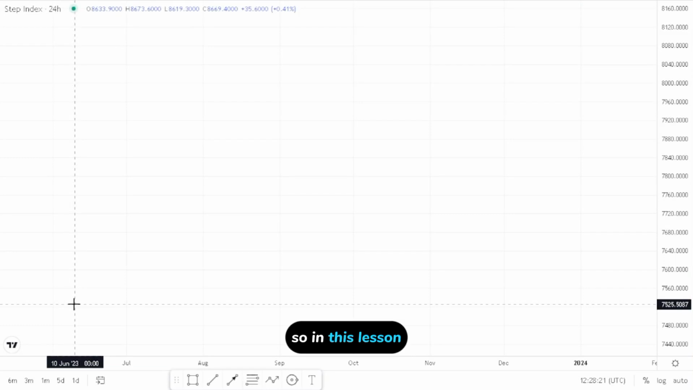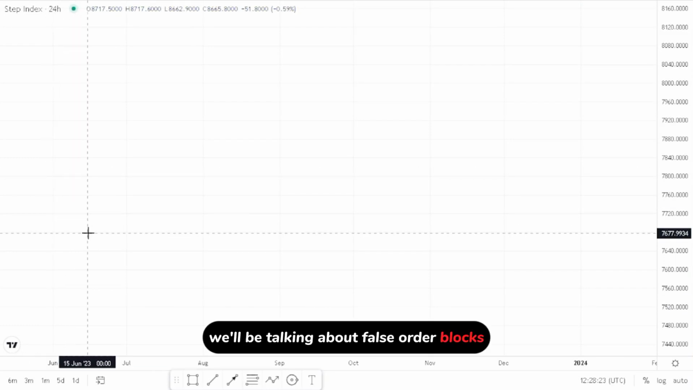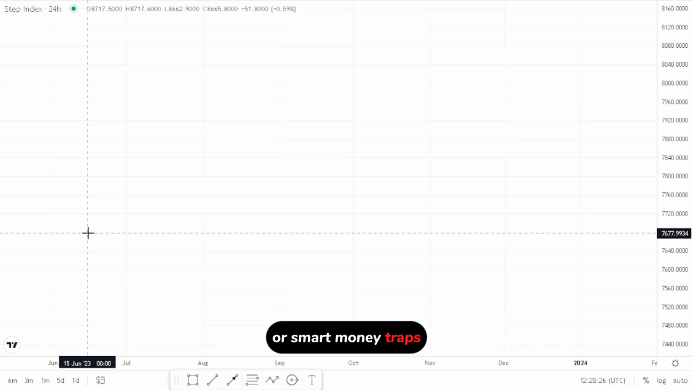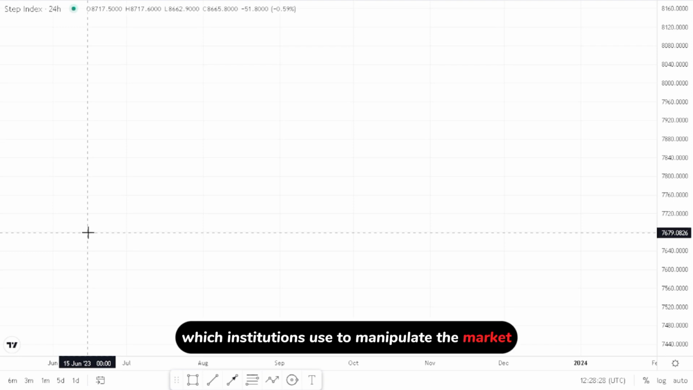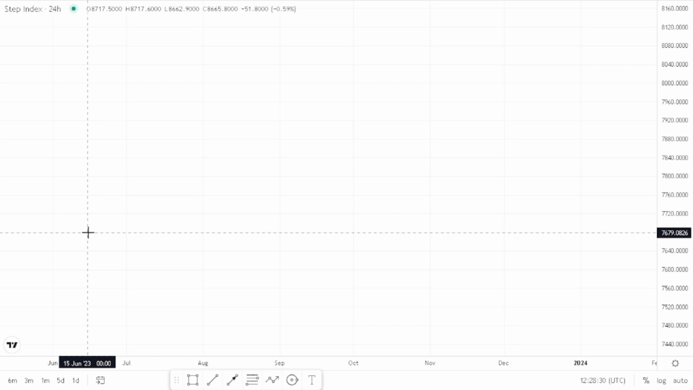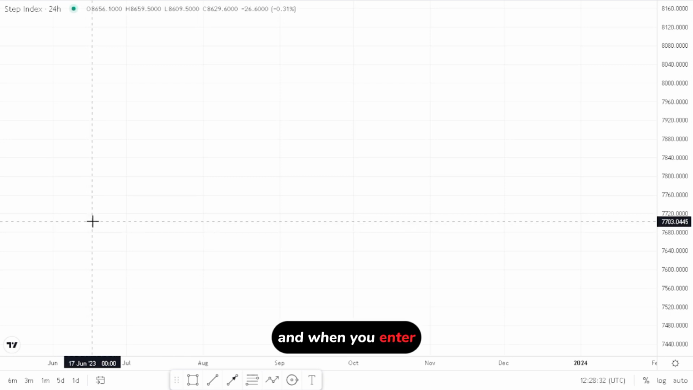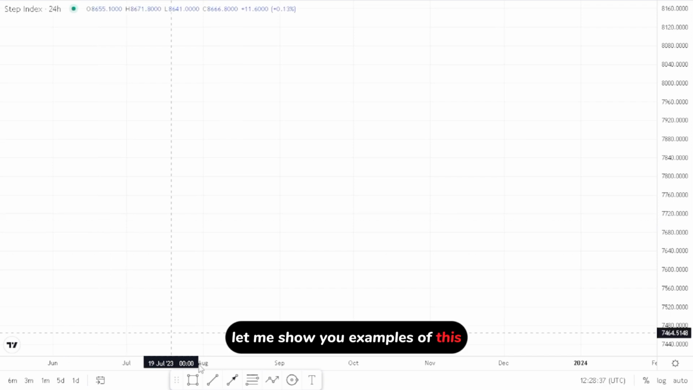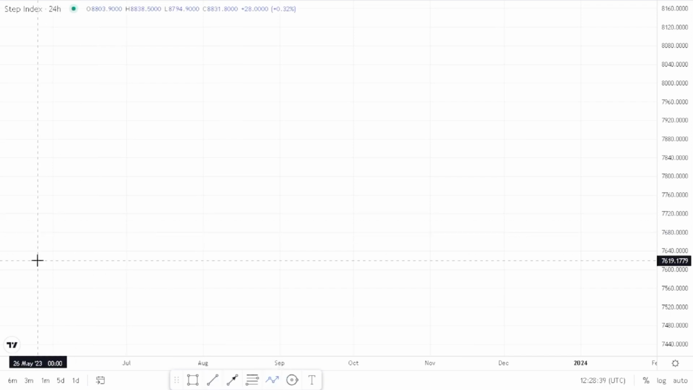So, in this lesson, we'll be talking about false order blocks or smart money traps, which institutions use to manipulate the market. And when you enter, you end up getting liquidated and the stop loss being hit. Let me show you examples of this.